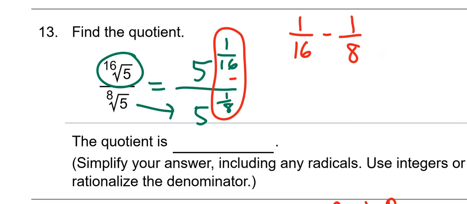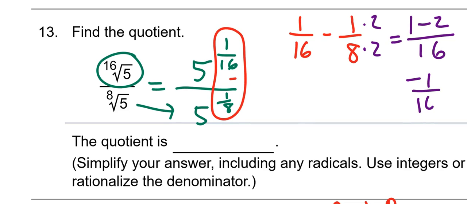What's the common denominator here? 16, so you must multiply that one by 2. Multiplying by 1 wouldn't change anything, so you're not gonna lose any credit. So what is that fraction? It is not 1/16, but you're close. What is 1 minus 2? So it's negative 1/16. Okay, so far we are dealing with 5 to the negative 1/16 power.